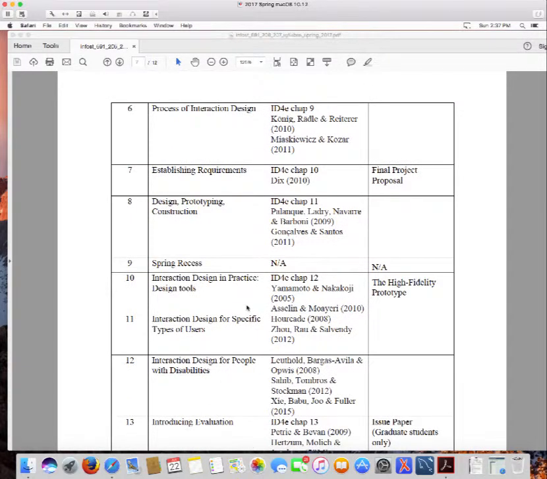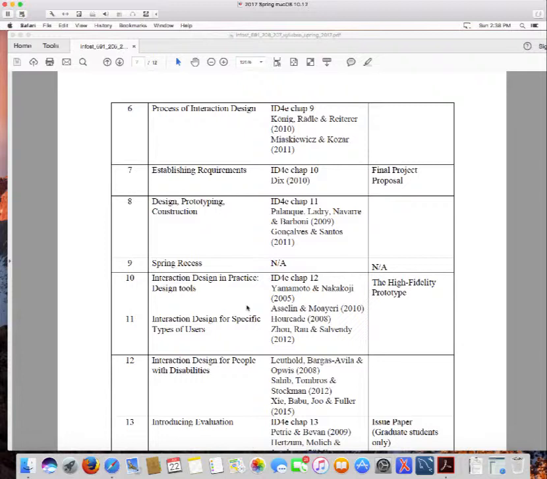Week 6, the process of interaction design. That's chapter 9 from the textbook. We've got 2 articles that we're going to read. Week 7, establishing requirements. That's chapter 10 from the textbook. And you're going to be doing a final project, and so one of the deliverables along the way is a proposal for it to make sure that we're on the same page, and that's going to be due in week 7. Okay.